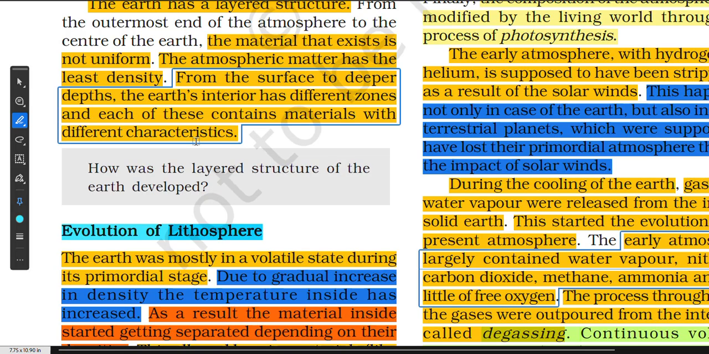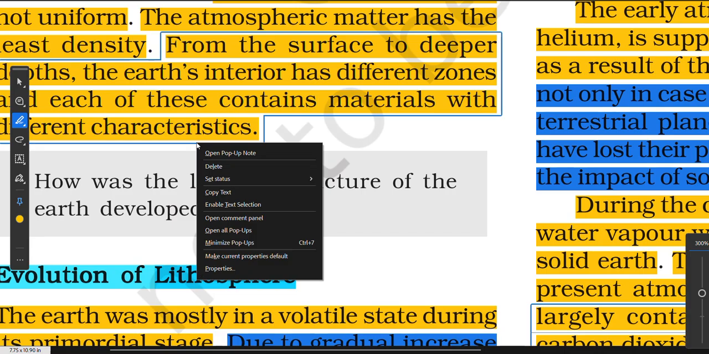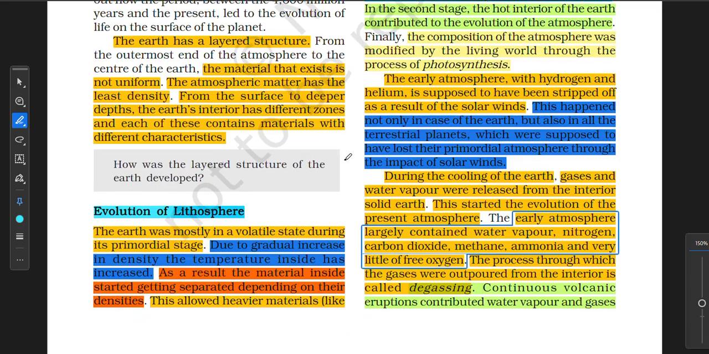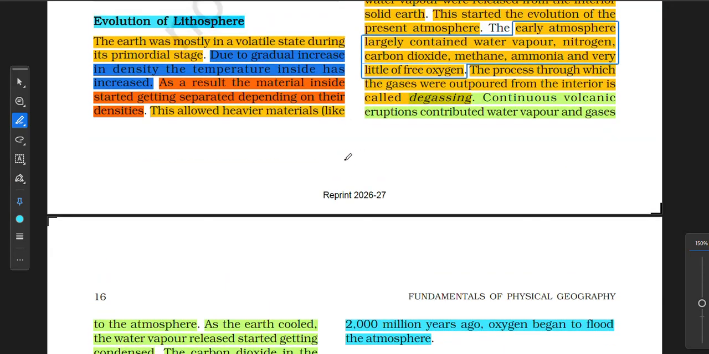Now, evolution of the lithosphere. The Earth was mostly in a volatile state during its primordial stage.